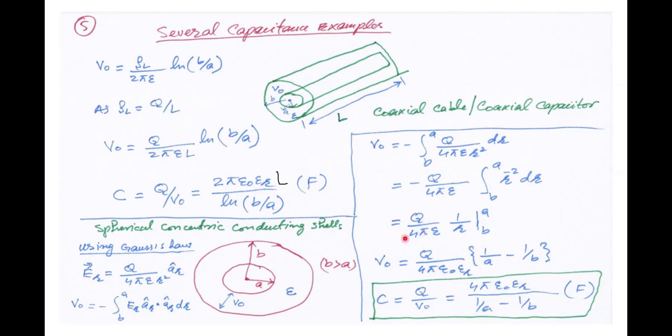Rearrange this expression, so the ratio of charge to potential becomes equal to 4 pi epsilon naught times epsilon r divided by 1 upon a minus 1 upon b. So this expression represents the capacitance of spherical concentric conducting shells.